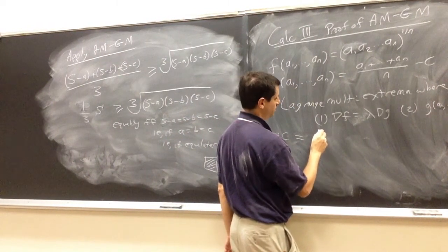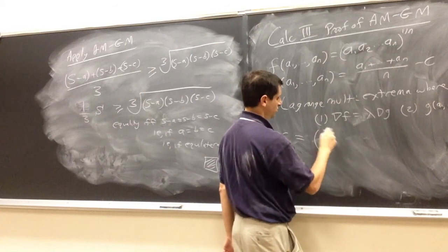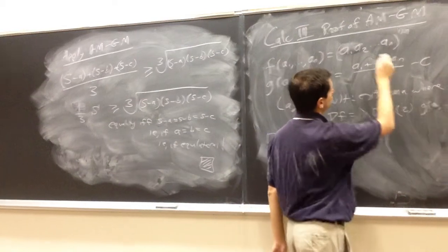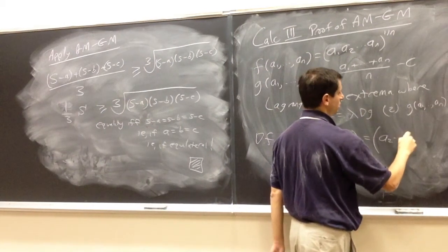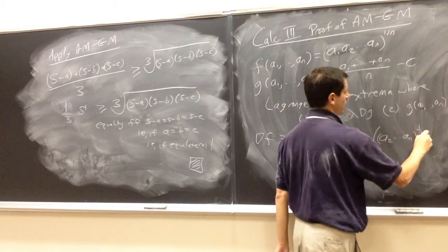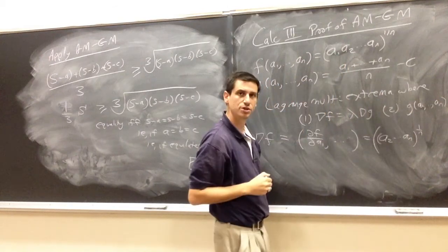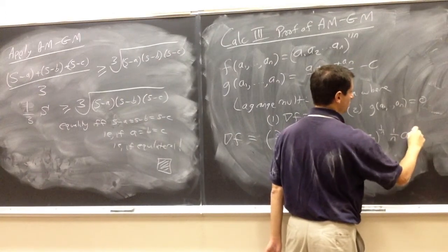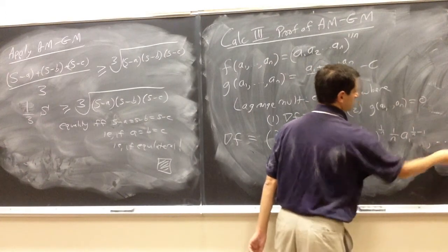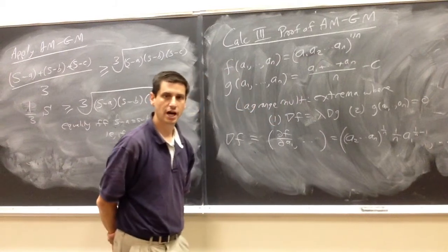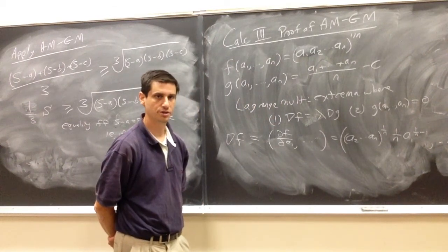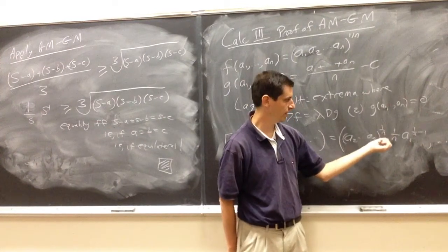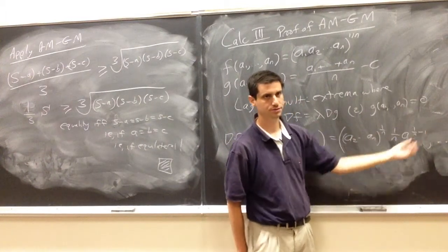So the first component is df/da1. I'm going to have a2 through an to the 1 over n. And now I have to take the derivative of a1 to the 1 over n. That's going to become 1 over n times a1 to the 1 over n minus 1. And then you'll get a similar thing for the second component, where you'll have a1, a3, through an to the 1 over n, times 1 over n, a2.